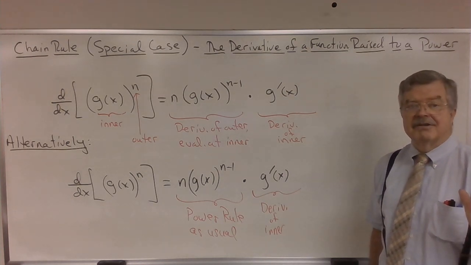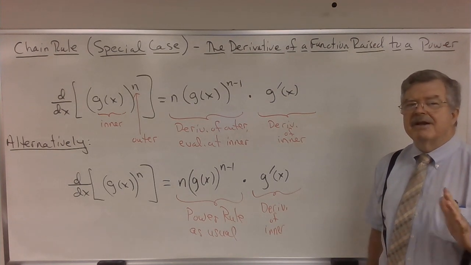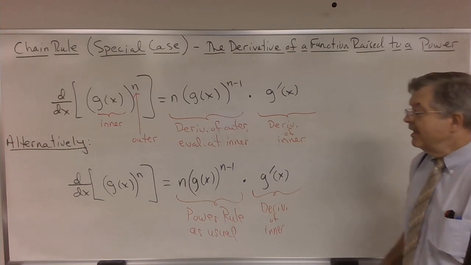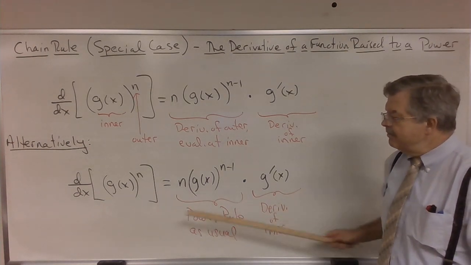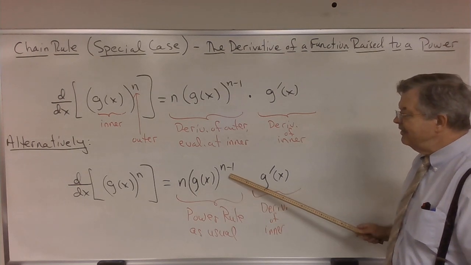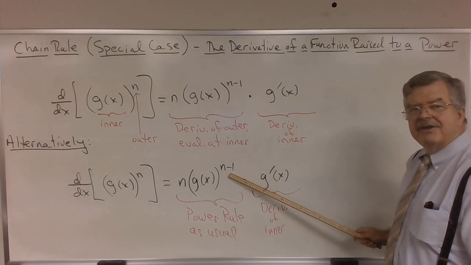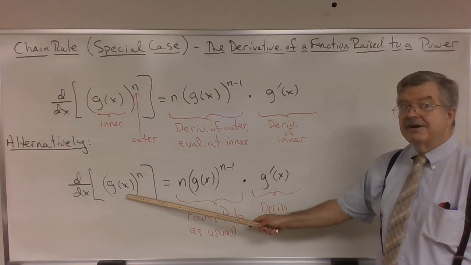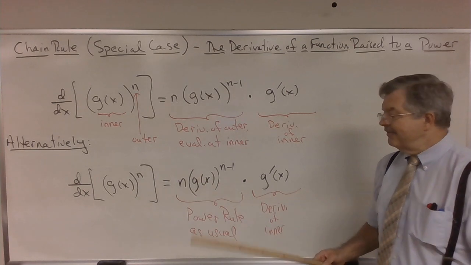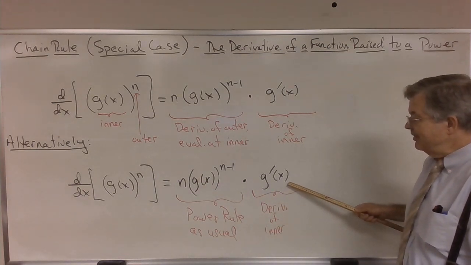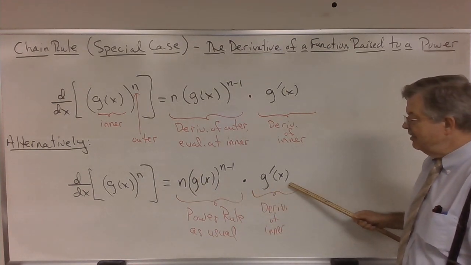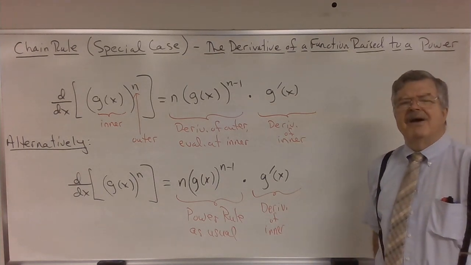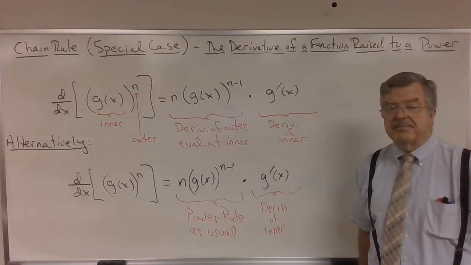Everybody who does calculus thinks this way because to a certain extent our brains are all hardwired the same way. So we're going to look at this and say, oh, okay, power rule as usual, n g of x to the n minus 1. And then we're going to stop and say, you know what, this is not an x raised to a power. This is a function raised to a power. So we have to compensate. The chain rule says we have to take this and multiply it by the derivative of the inner function. That's how everybody views it, and that's fine.